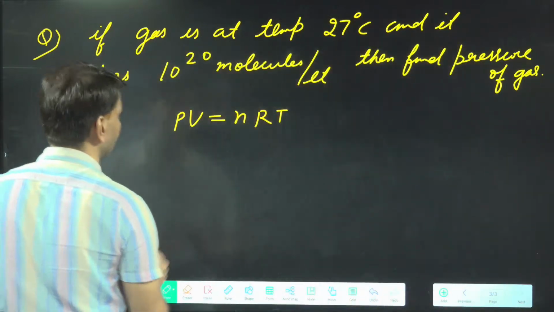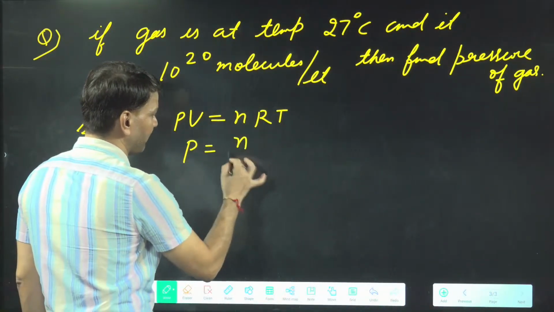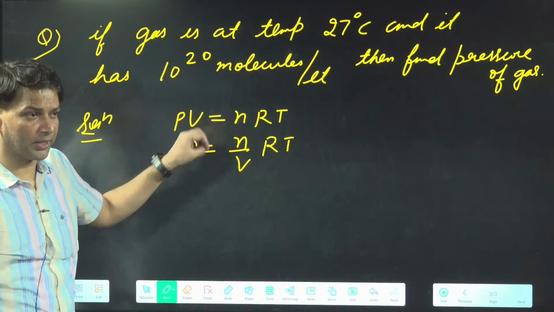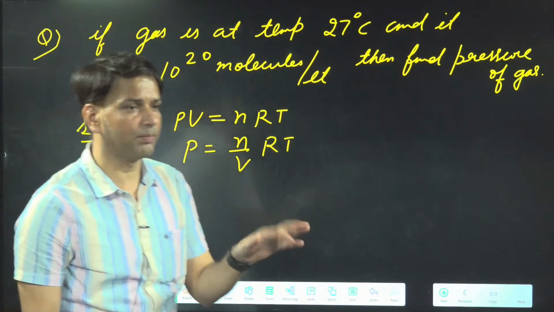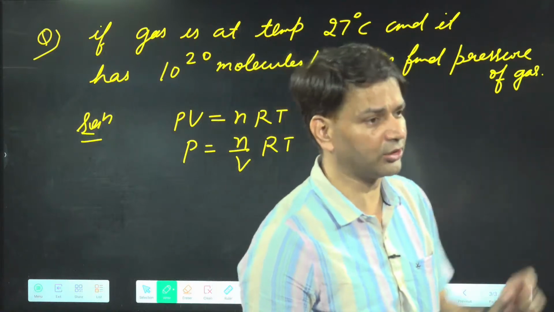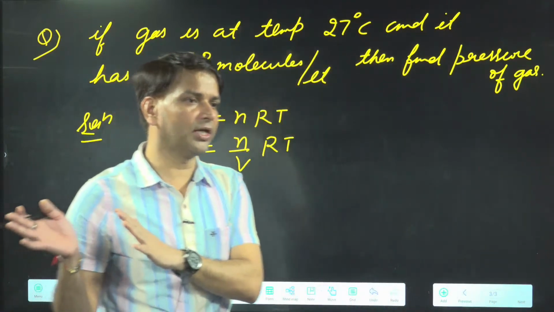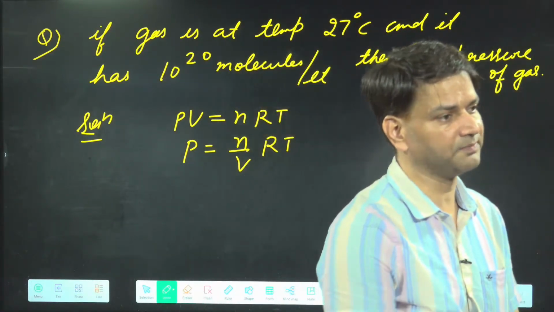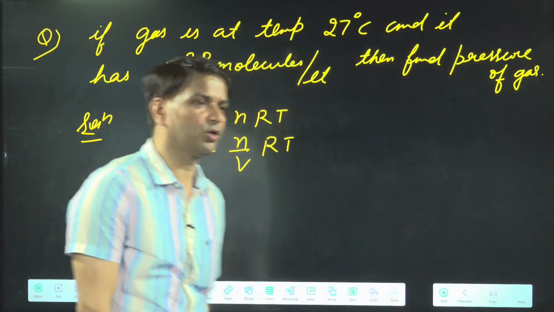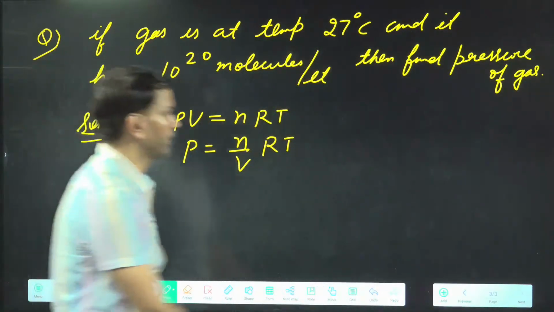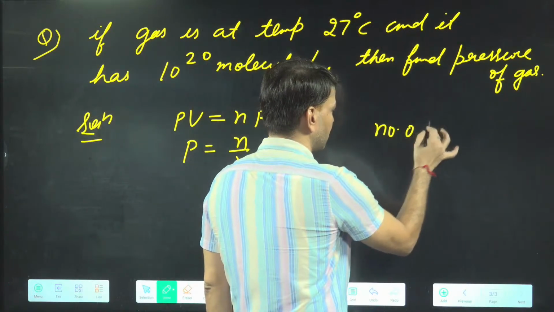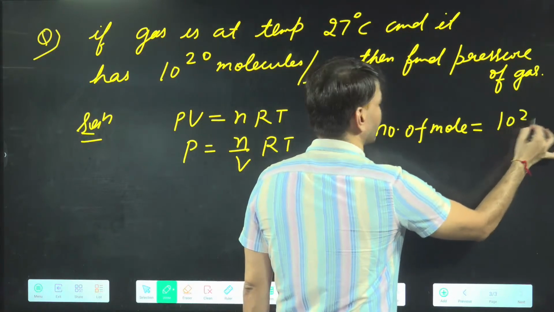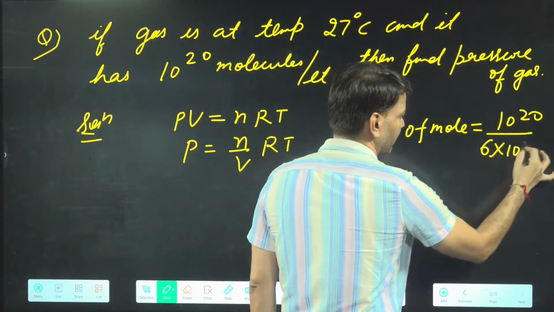Okay. So P they are asking. So P I can write as n upon V into R into T. This n upon V is the number of moles per unit volume, but they have given the number of molecules per unit volume. So in 1 mole of a gas, how many molecules are there? Avogadro number. So we can say number of moles is equal to number of molecules, that is 10 to the power 20, upon Avogadro number, 6 into 10 to the power 23.